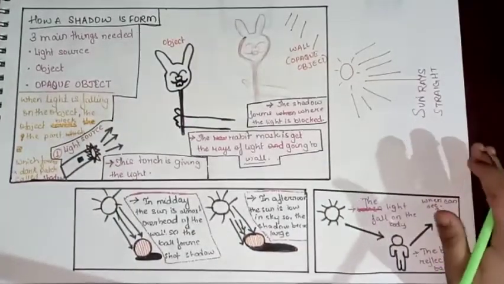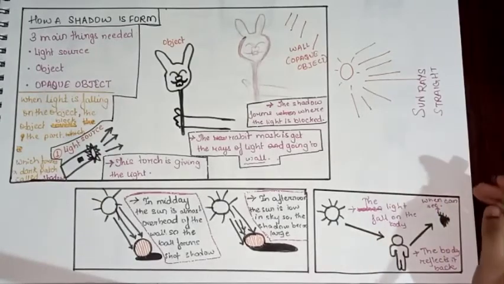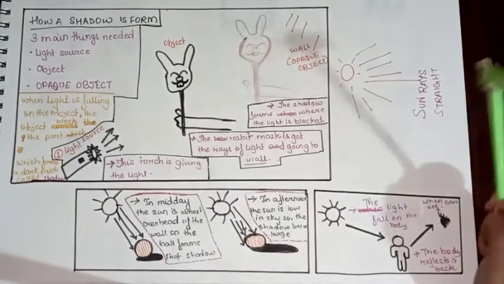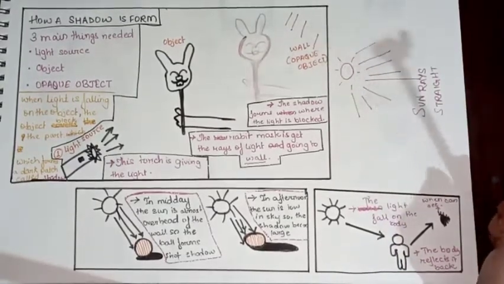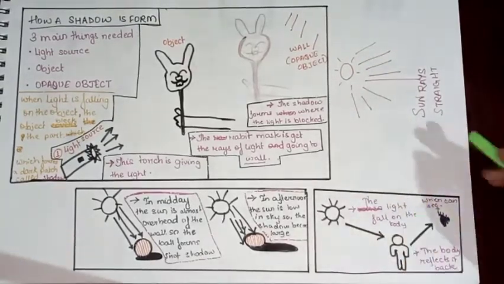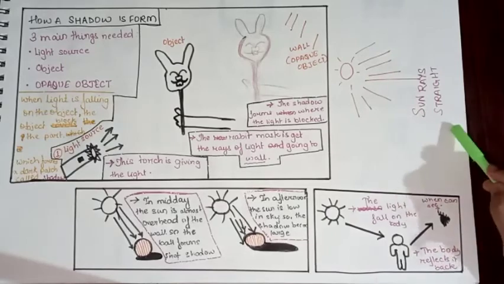So let's go and see a recap. So let's do a recap. So basically in this recap we are seeing what we have done in this video. So basically how shadow forms. Or let's see from here only. Sun rays are straight. This is one thing.